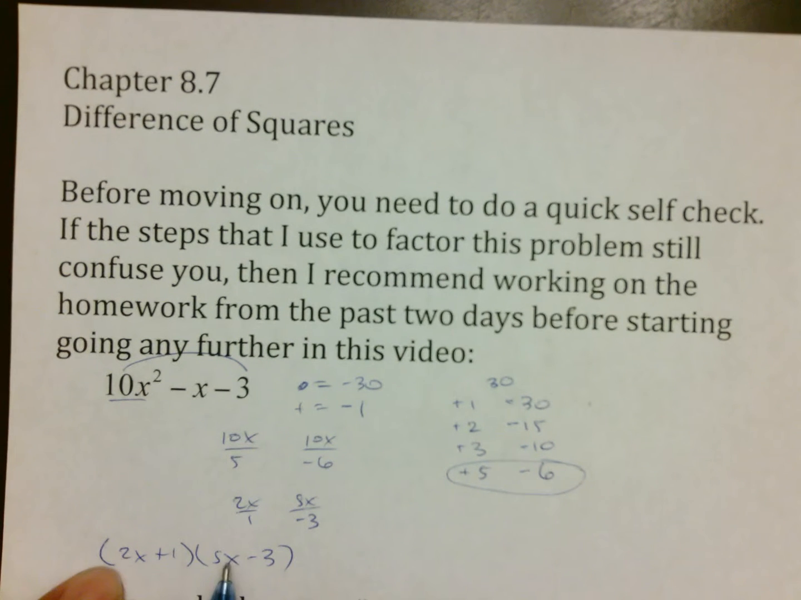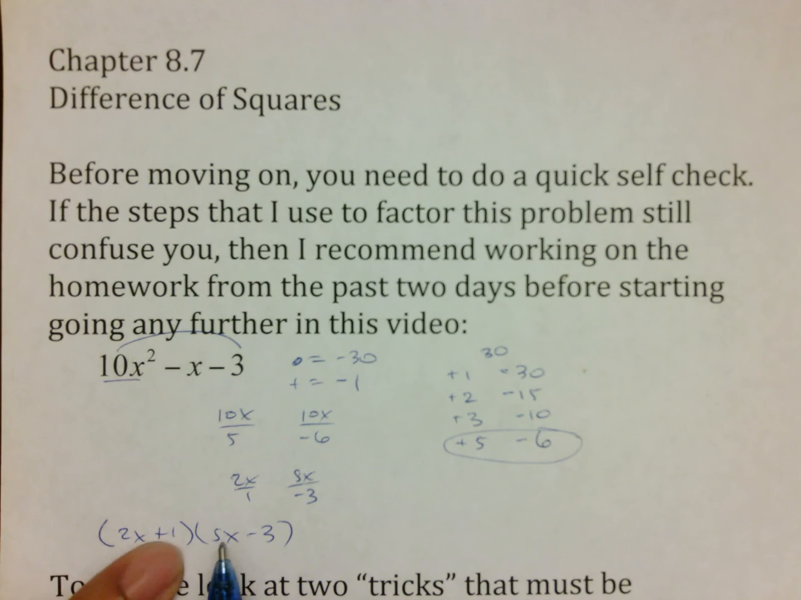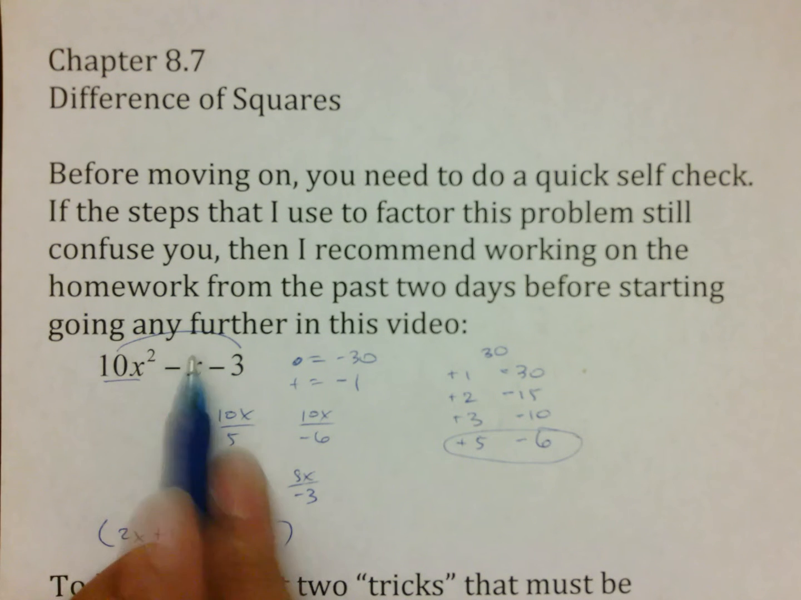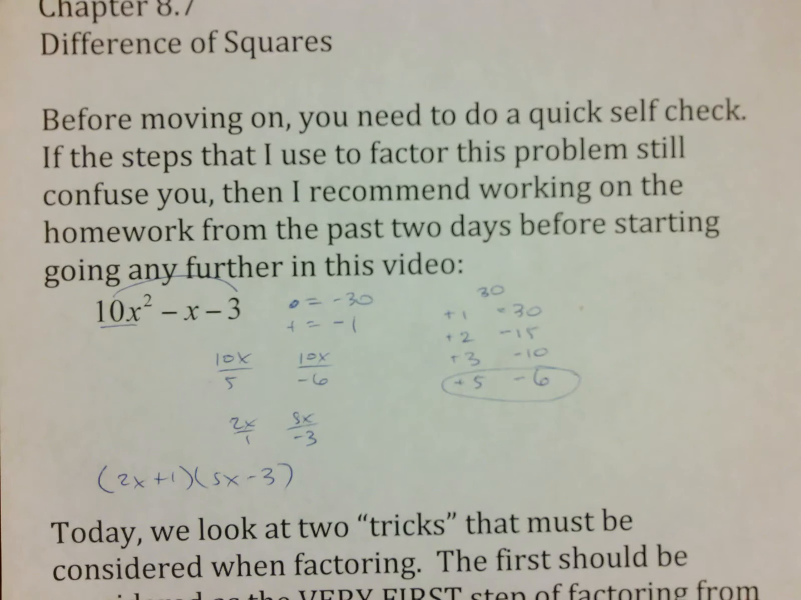Notice again that's 2 times 5, which is 10x squared, 2 times negative 3, which is negative 6, 1 times 5, which is a positive 5, there's your negative 1, and then 1 times negative 3, which is your negative 3. So we have undistributed that problem to put it back into its original packing.